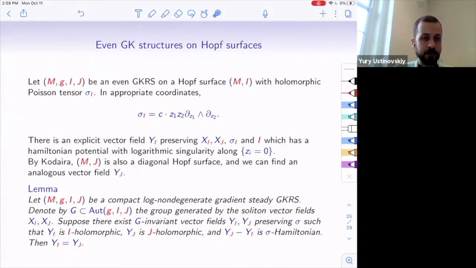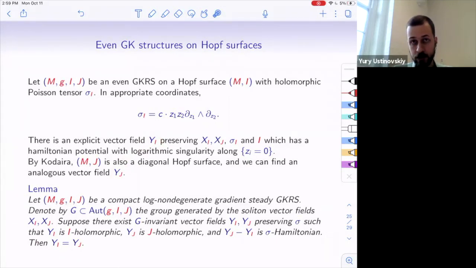So how do I apply this lemma? Well, we applied it precisely to the vector fields yi and yj, verifying that even though they have a logarithmic singularity along zi equals 0, when you take the difference of these two vector fields, the logarithmic singularity cancels out. So it cancels out, and the difference happens to be, again, a priori a Hamiltonian vector field.